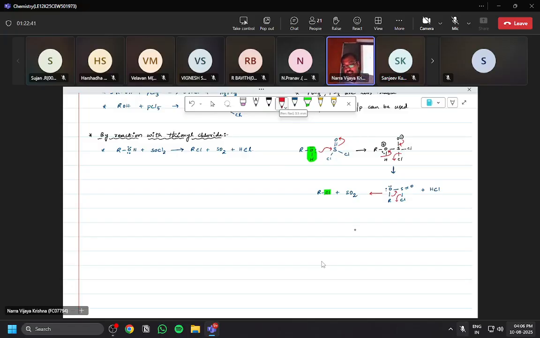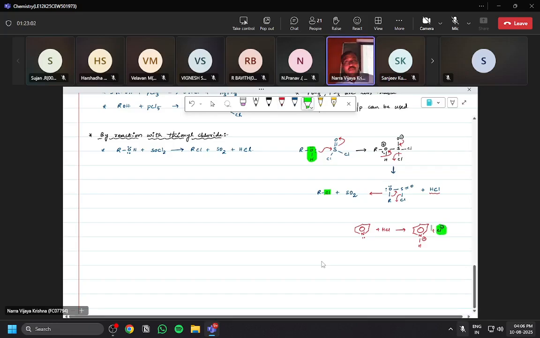Now observe very carefully. If the same reaction is done in presence of pyridine, then what happens? This HCl will react with pyridine to form pyridinium chloride. Right? Now free Cl minus is available. As a free Cl minus is available, instead of intramolecular rearrangement, observe what happens now.